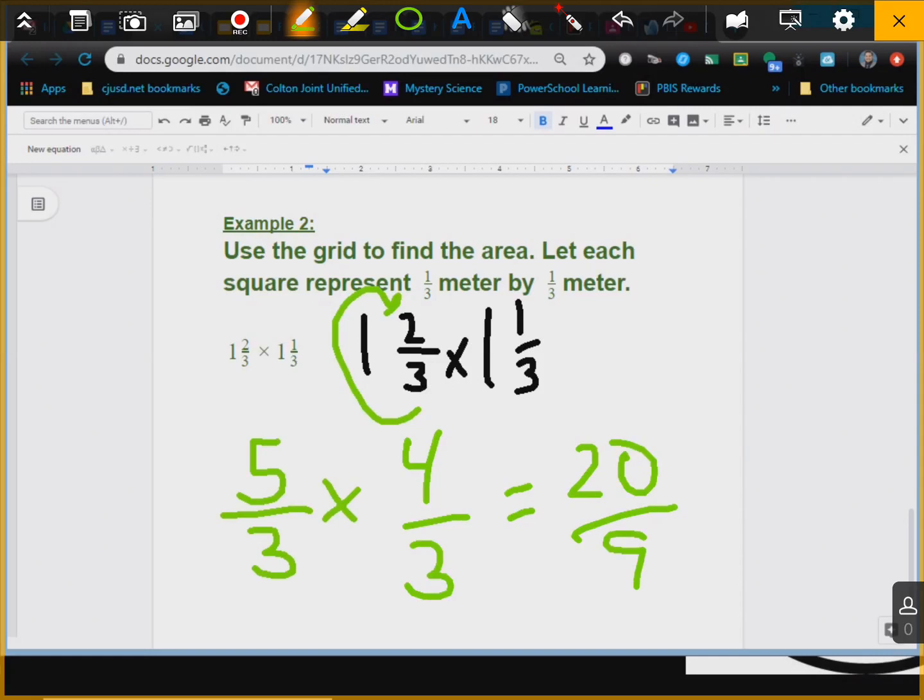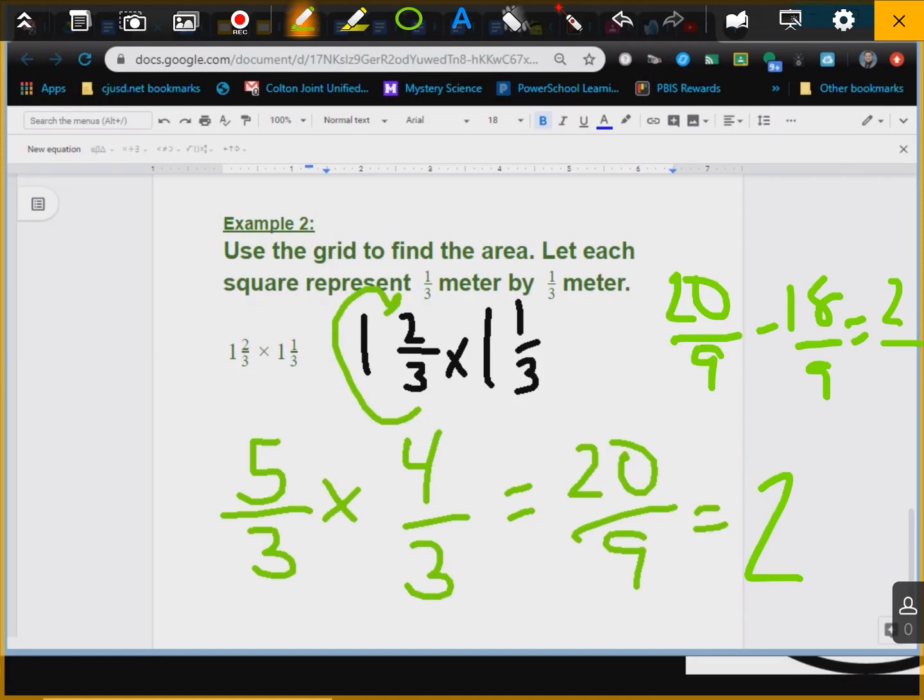Look at that. We got the same answer as before. 9 goes into 20 2 times. 20 over 9 minus 18 over 9 equals 2 over 9. So 2 and 2 over 9 is our answer. I don't care what method you decide to use today. They are going to give you grids, so that will help. You might want to try a couple of each and then see which method works best for you.